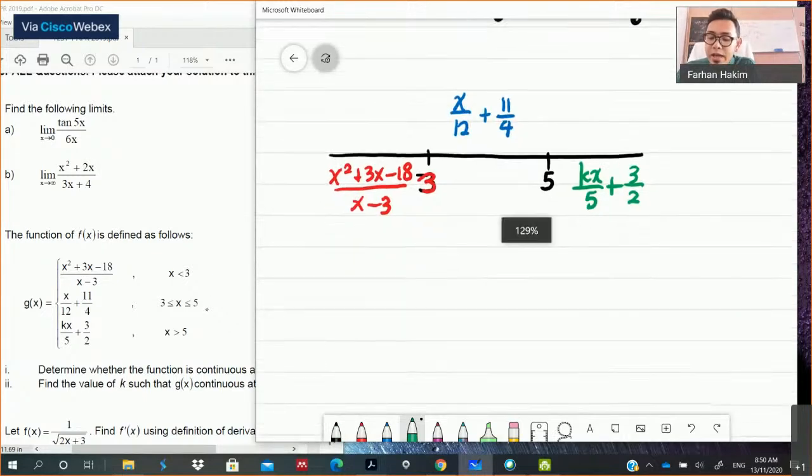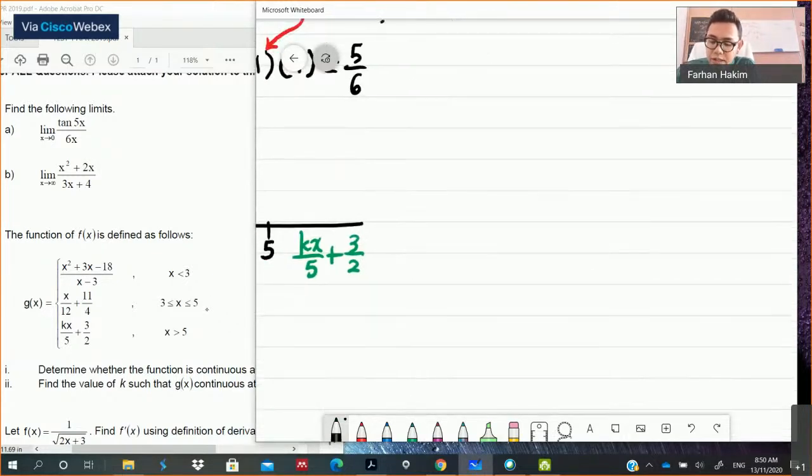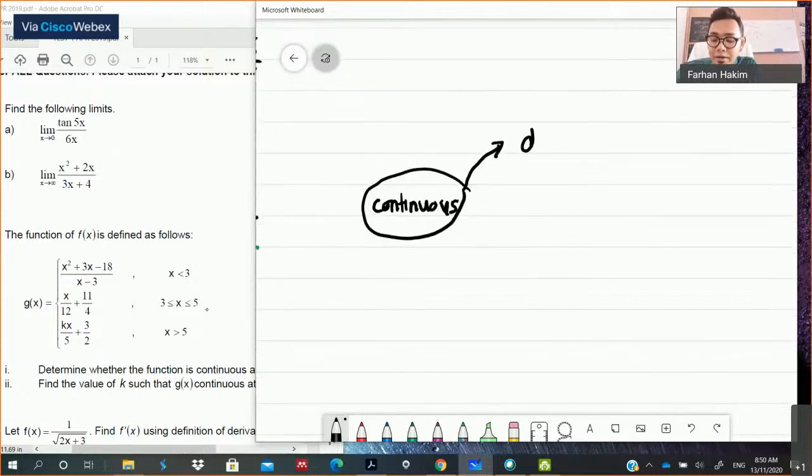We recall that in continuity, we have to check 3 conditions. For a continuous function, firstly, it must be defined. If we want to check at x equal to 3, we have to check if g(3) is defined. So g(3) must be defined.